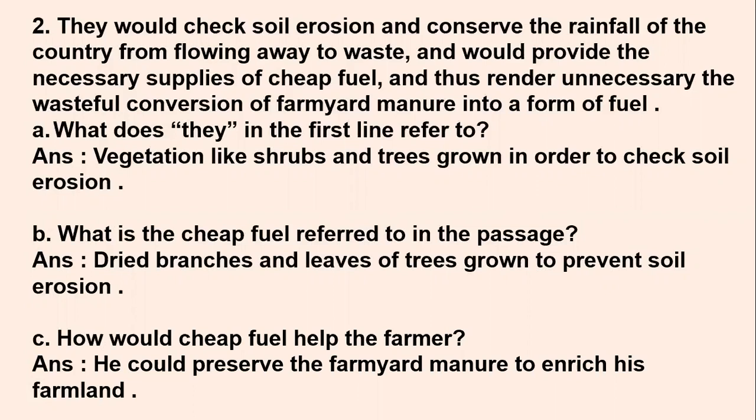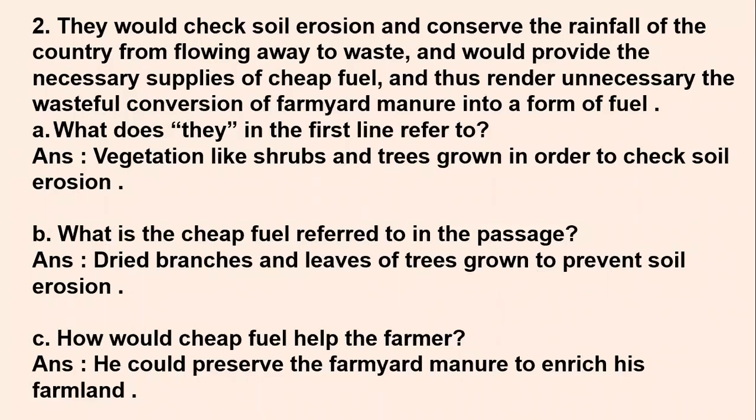And it would also provide necessary supplies of cheap fuel. We can also use it as a fuel, the cheapest form of fuel, which is used to burn, to light the fire, and thus render unnecessary the wasteful conversion of farmyard manure. So it will also help us not to waste the farmyard manure by making it fuel. Now what is this "they" that we will see in the question answer session? What are we talking about here? They are checking soil erosion, they are conserving the rainfall, they are helping us to provide necessary supplies of cheap fuel, they are helping in so many ways.